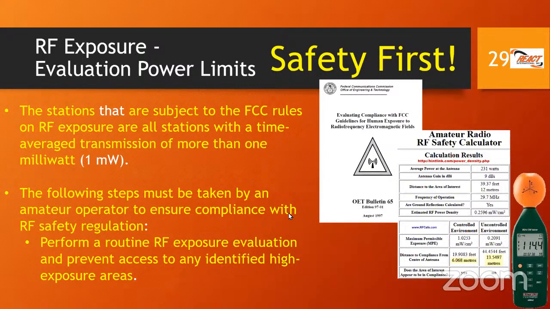Okay, so like we just talked about, regulations exist. There are guidelines for doing these evaluations. How do you determine whether or not your station is in compliance with the RF exposure limits? There are a few ways that you can do so. And remember, we talked about time averaging. We defined what time averaging is because it's important in respect of this bullet point here. The stations that are subject to the FCC rules on RF exposure, meaning amateur radio operators, are all stations with a time average transmission of no more than 1 milliwatt, right? So this is an exam question.